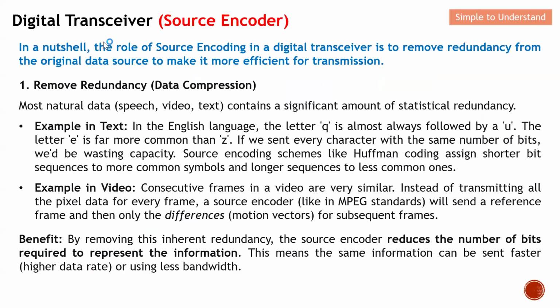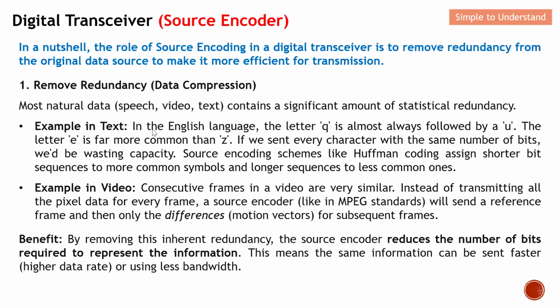In a nutshell, what is the role of the source encoder? The role of the source encoder in a digital transceiver is simply to remove redundancy. What do they actually remove? I'll come to this shortly. They remove redundancy from the original data source so as to make it more efficient for transmission. Most of our data, for example speech, video, and text, contain a very significant amount of statistical redundancy.